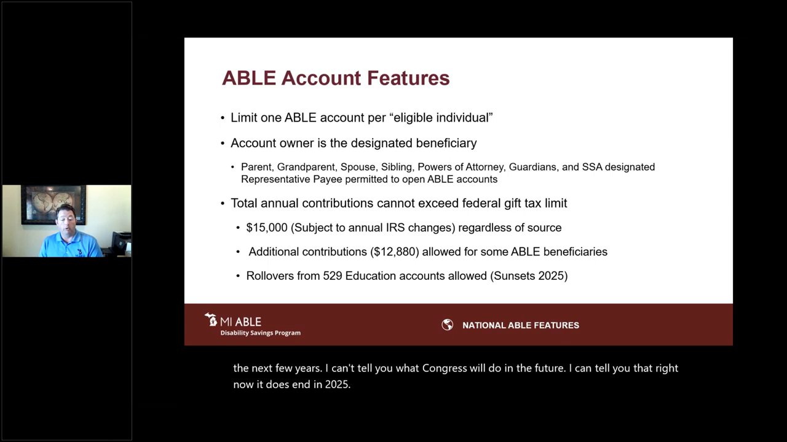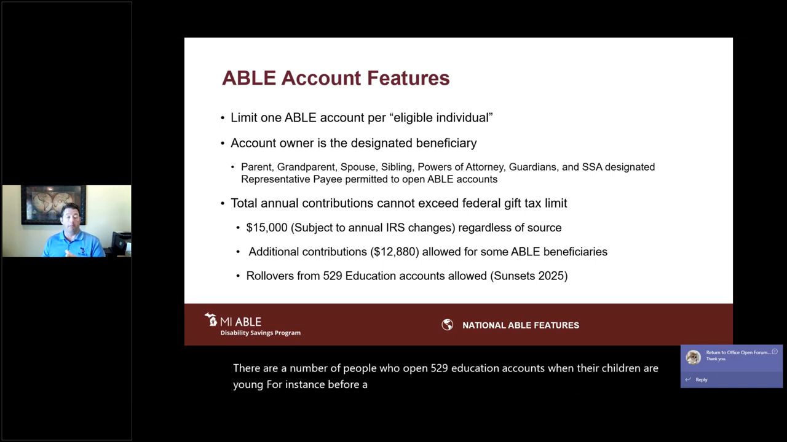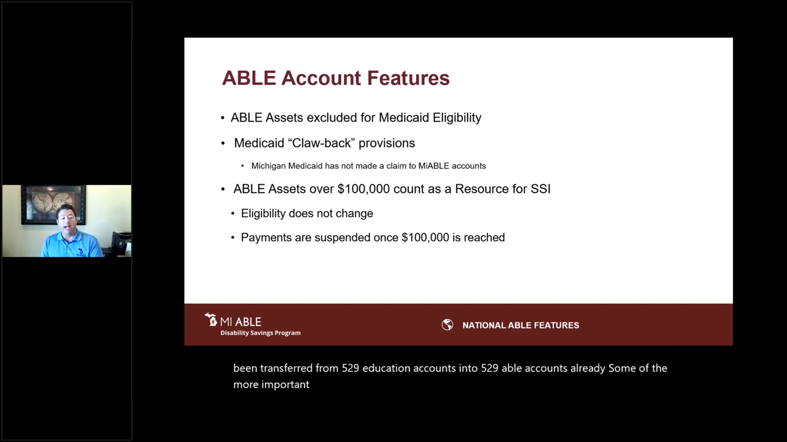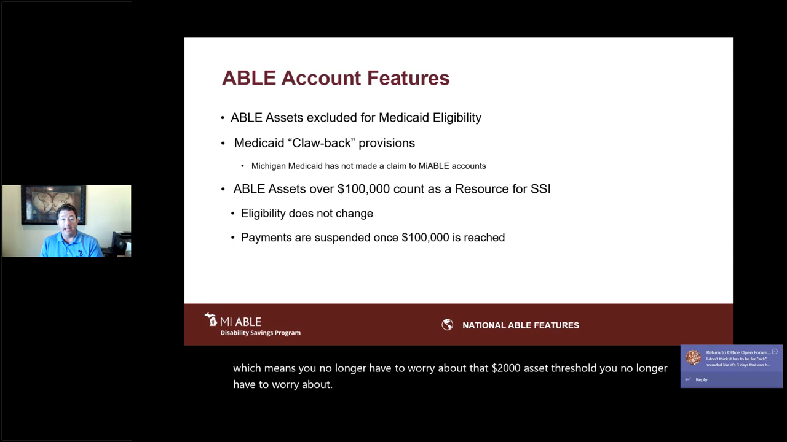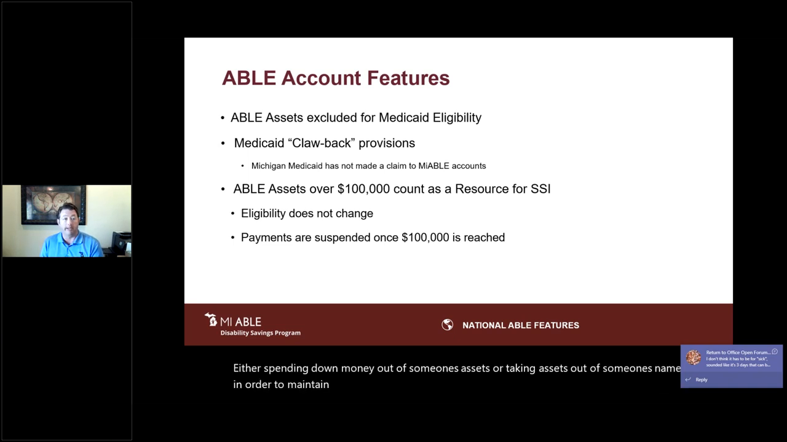There are a number of people who open 529 education accounts when their children are young, for instance, before a disability manifests itself. So there is a pool of money that has been transferred from 529 education accounts into 529 ABLE accounts already. Some of the more important aspects of ABLE accounts: ABLE assets are excluded from Medicaid eligibility, which means you no longer have to worry about that $2,000 asset threshold. You no longer have to worry about either spending down money out of someone's assets or taking assets out of someone's name in order to maintain eligibility. You can put that money in an ABLE account.